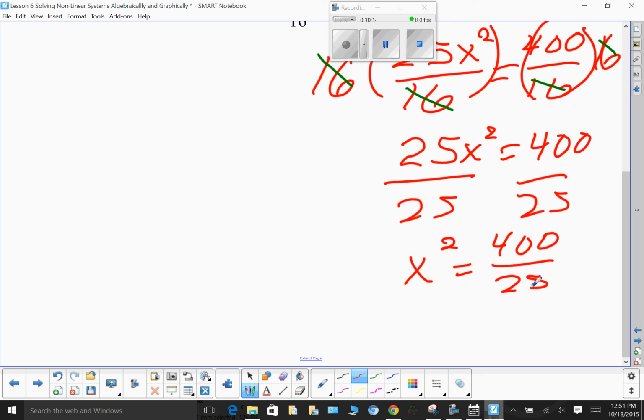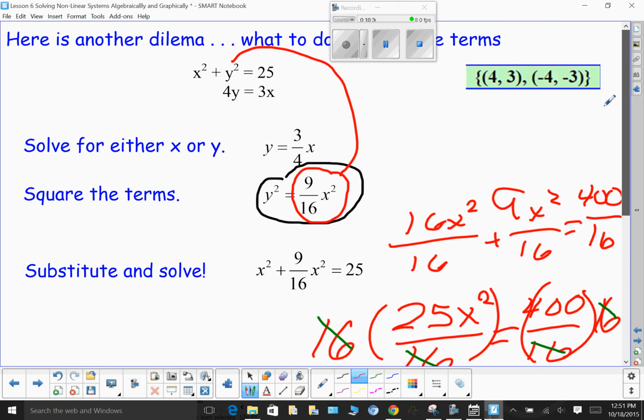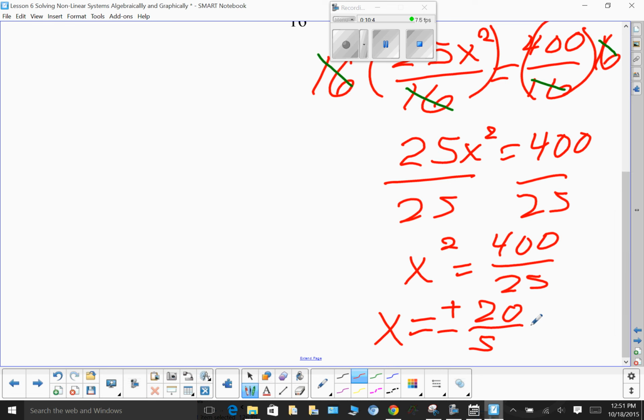I am now introducing the radical, so I'm taking the square root. So x is going to be equal to plus or minus, what's the square root of 400? Anybody? Oh, hopefully you said 20. Square root of 25 is 5. And when you simplify it, you're going to get plus or minus 4. Now remember, that's only the x value.